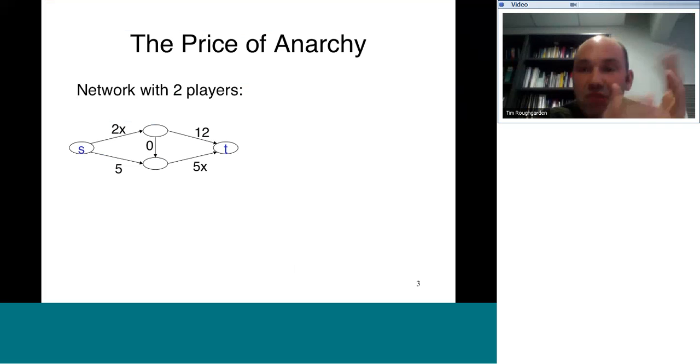So this is a game. There's going to be two players. And each of those two players has exactly 3 strategies. Namely, the paths that go from S to T in this network. You'll notice there are 3 such directed paths.